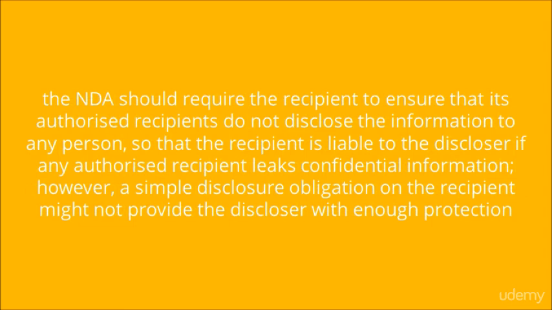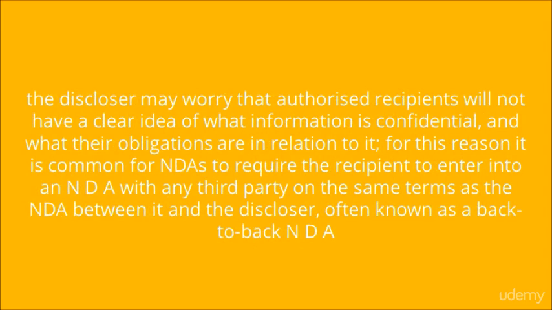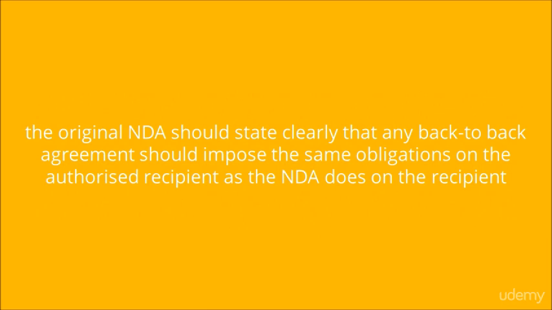The NDA should require the recipient to ensure that its authorized recipients do not disclose the information to any person, so that the recipient is liable to the discloser if any authorized recipient leaks confidential information. However, a simple disclosure obligation on the recipient might not provide the discloser with enough protection. The discloser may worry that authorized recipients will not have a clear idea of what information is confidential and what their obligations are in relation to it. For this reason, it is common for NDAs to require the recipient to enter into an NDA with any third party on the same terms as the NDA between it and the discloser, often known as a back-to-back NDA. The original NDA should state clearly that any back-to-back agreement should impose the same obligations on the authorized recipient as the NDA does on the recipient.